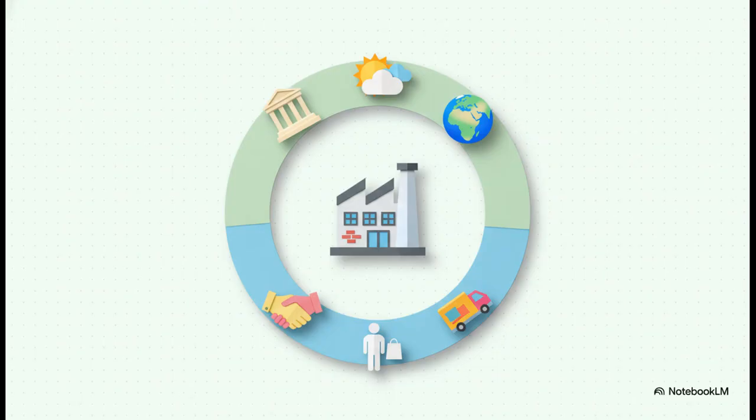Now, this is where it gets interesting. We can split that huge external world into two layers. You've got the macro environment. Think of these as the big indirect forces like politics and the economy that you can't really control. And then you have the micro environment. These are the actual players you deal with every single day.